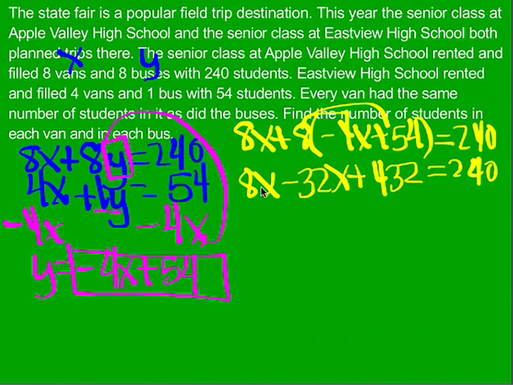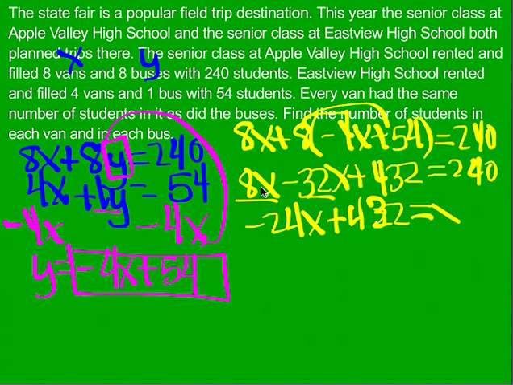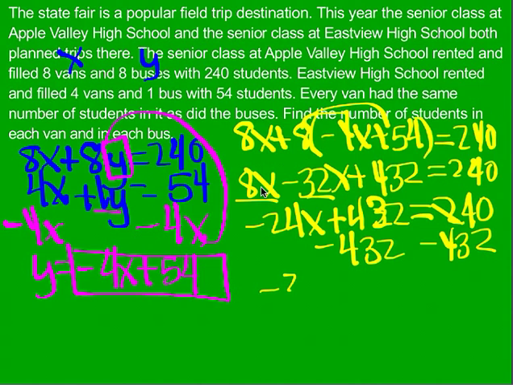So then what we're going to do is combine our x's. So then here we end up getting negative 24x plus 432 is equal to 240. So I'm going to go ahead and subtract 432 from both sides. So then I get negative 24x is equal to negative 192.